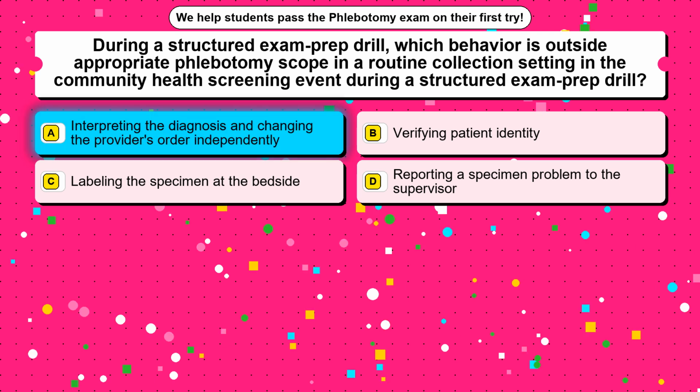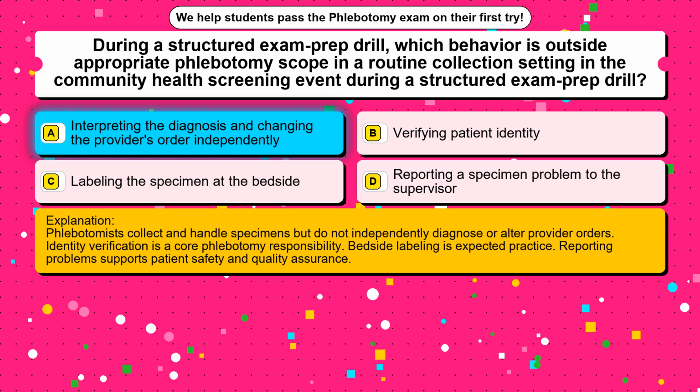The correct answer is option A. Interpreting the diagnosis and changing the provider's order independently. Phlebotomists collect and handle specimens but do not independently diagnose or alter provider orders. Identity verification is a core phlebotomy responsibility. Bedside labeling is expected practice. Reporting problems supports patient safety and quality assurance.